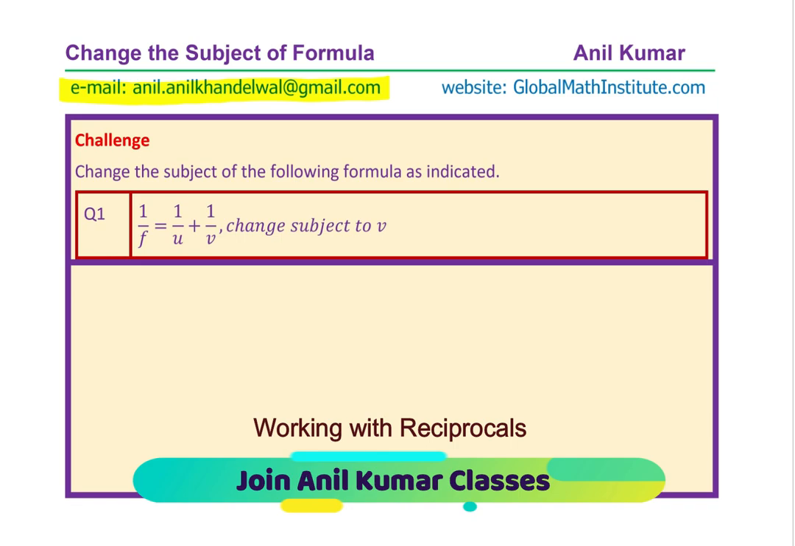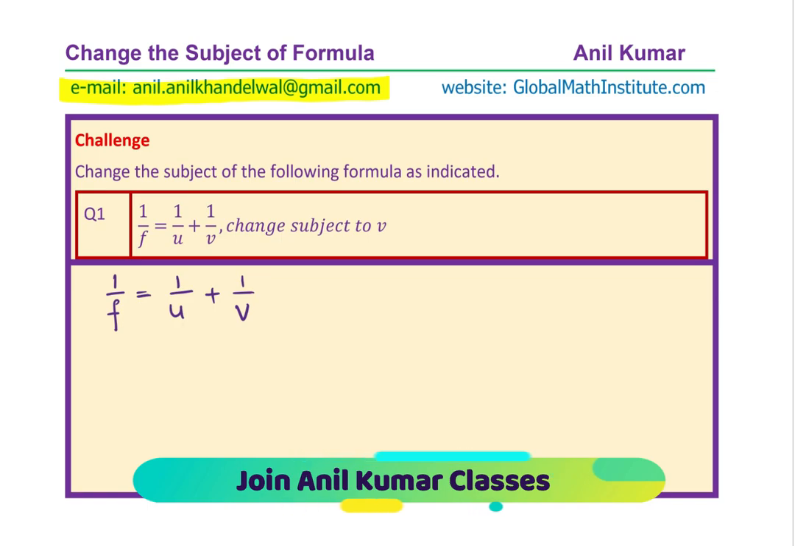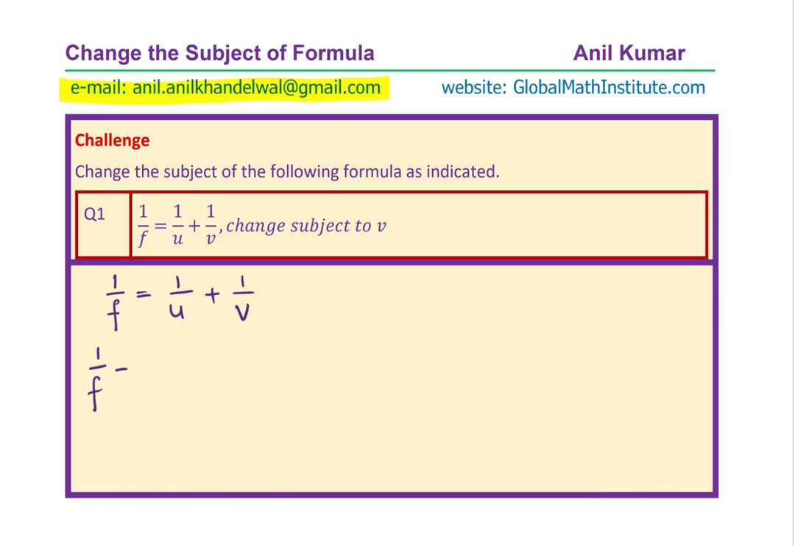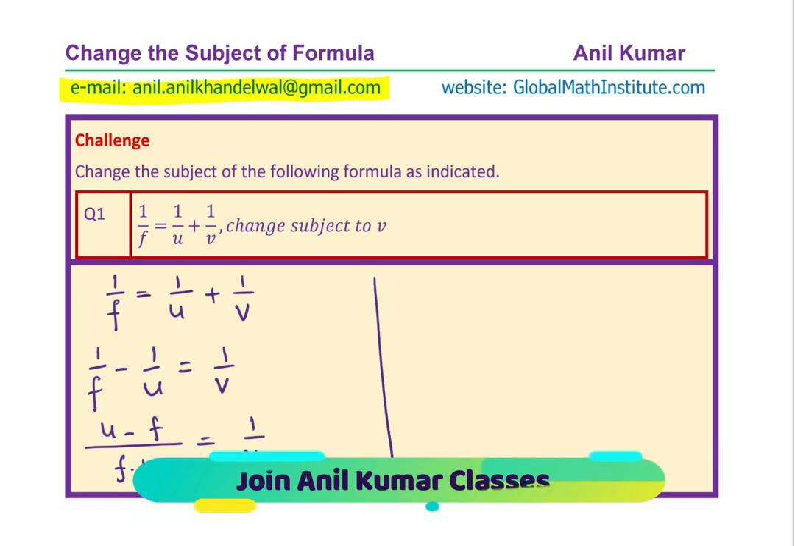Now, let us see how we solve it in simple steps. We are given the question as 1 over f equals 1 over u plus 1 over v. Since we want the subject to be v, let me take 1 over u on the other side. So we have 1 over f minus 1 over u equals 1 over v. Now we can take a common denominator, which will be f times u, and you get u minus f in the numerator, which should be equal to 1 over v, correct?